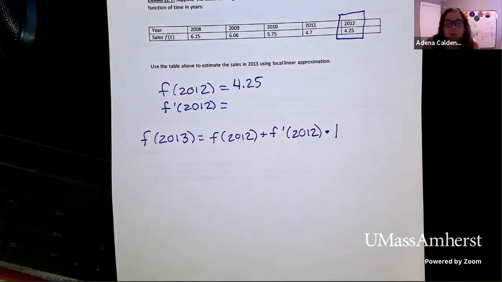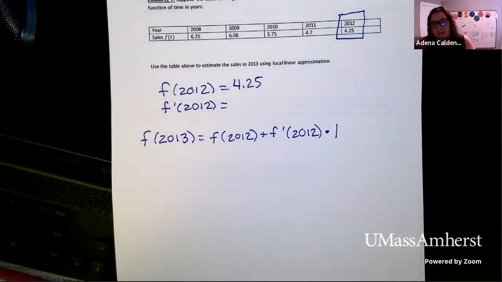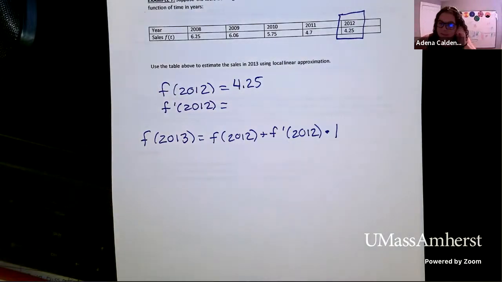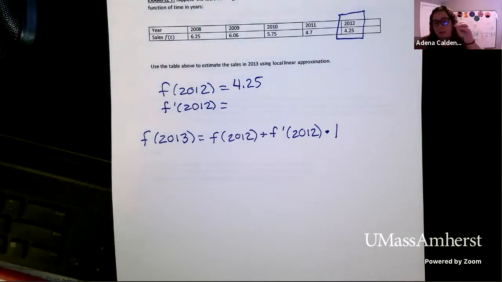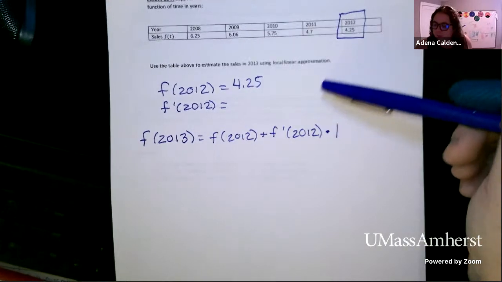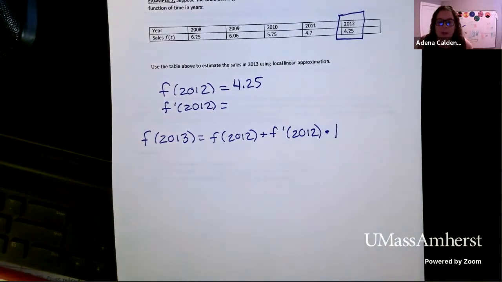All right. So again, there's 5 different values on this table, but I'm using 2012 because that is the closest value to 2013. If I were to use 2008, my approximation would not be as good. So I want to use the closest value. So f of 2012, that's the functional value. I get that value right from the table. That's 4.25 million CDs, right?